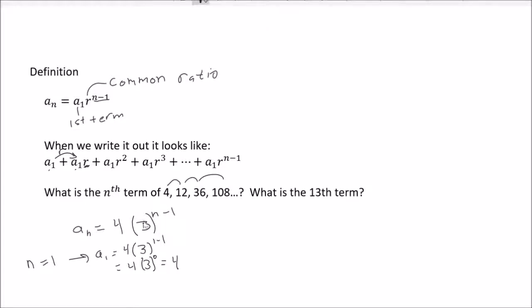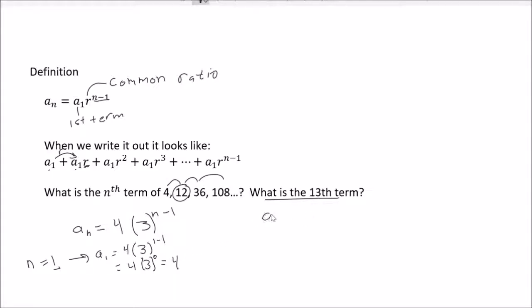Because if you don't have the n minus 1, when you plug in 1 for your first term, you end up with 3 to the first power, and then 4 times 3 gives us 12. So what that really would do is it would spit out the second term, since our index is off, and every one of our terms would be off by 1. It'd be the right numbers, but they'd be in the wrong locations. Okay, so that's why we avoid that. Let's go to question 2.